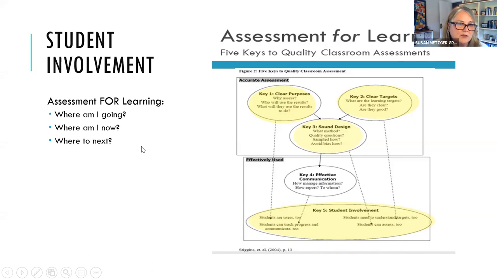I want to remind you too, assessment for learning centers on three student-level questions. Where am I going as a student? So what are those targets? Where am I now? What do I know? What don't I know? What can I do? What can't I? And what do I need to do to get to that next level?